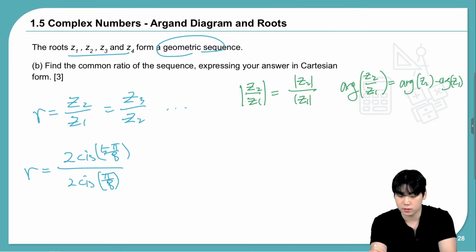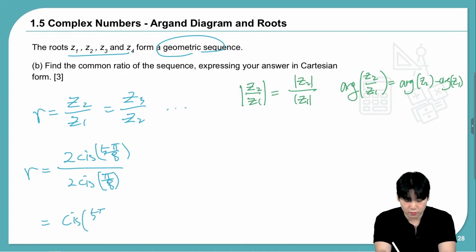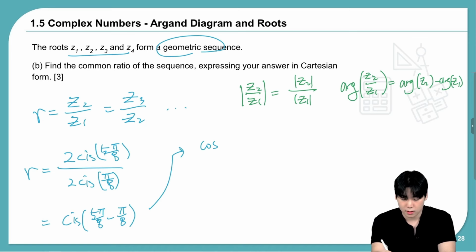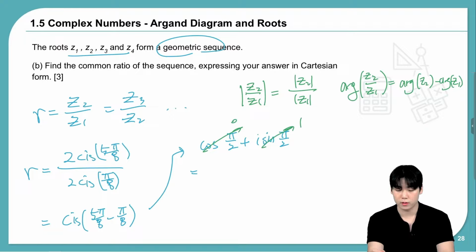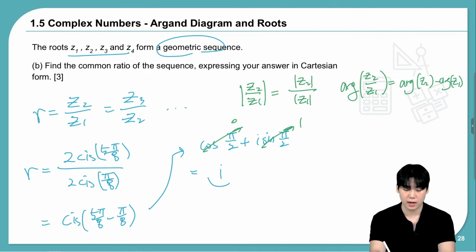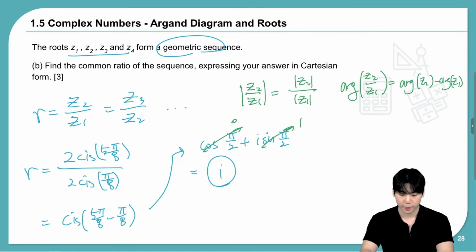This is very important. So to solve this, this is cis 5 pi over 8 minus pi over 8, and that means it is cosine pi over 2 plus i sine pi over 2, right? What is cosine pi over 2? Cosine pi over 2 is equal to 0, while sine pi over 2 is equal to 1. So that means this whole thing is just i. So the common ratio of the sequence is just i.